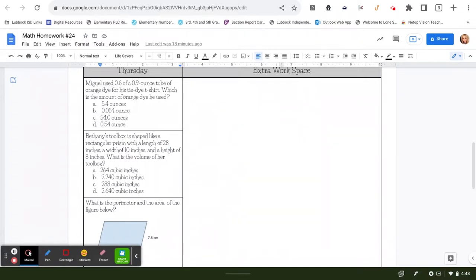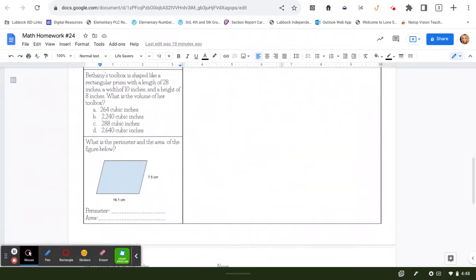And last problem for the week. What is the perimeter and the area of the figure below? I put this on here because we did really well on our perimeter question on our CFA last week, but I still have a couple friends who are forgetting the formulas. So for perimeter, you just add up all the sides, right? Because you're going around the shape.